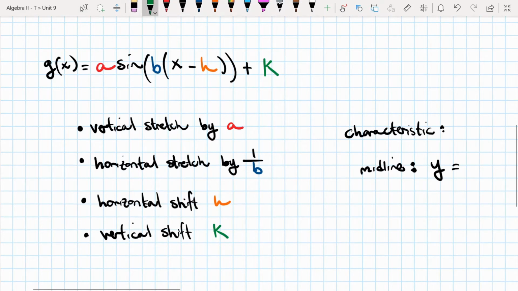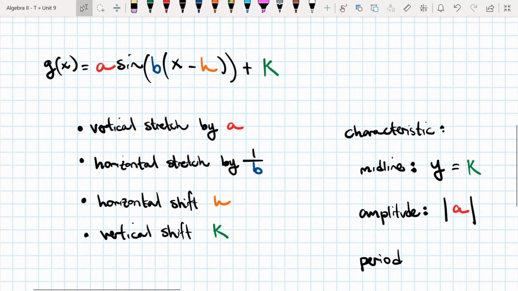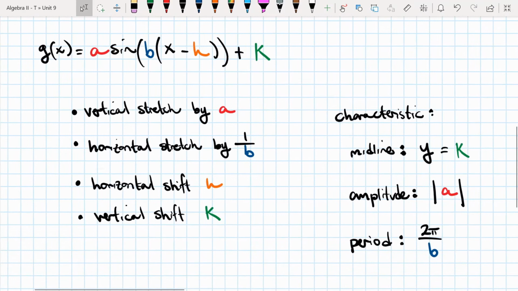k. That's our midline. The amplitude is the distance between the midline and either the peak or the valley of our trig function, and that is defined as the absolute value of a. So whatever the magnitude of a is, that's what we're going to use for the amplitude. And then the trickiest one here is the period. The period is defined as 2 pi over whatever the b value is. And that gives us the distance of one repeating cycle of a trig function.